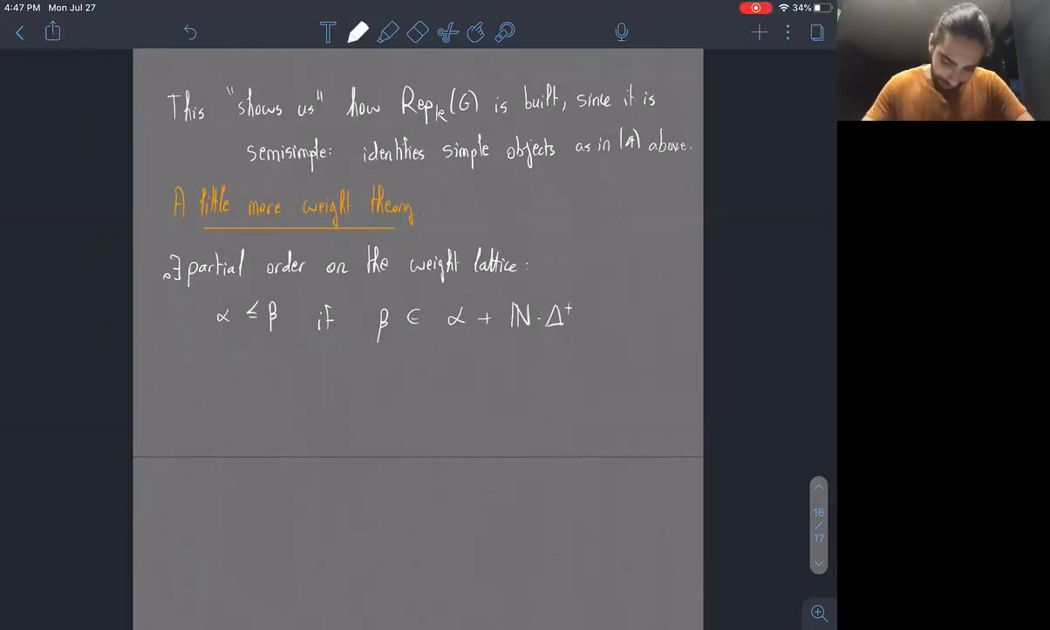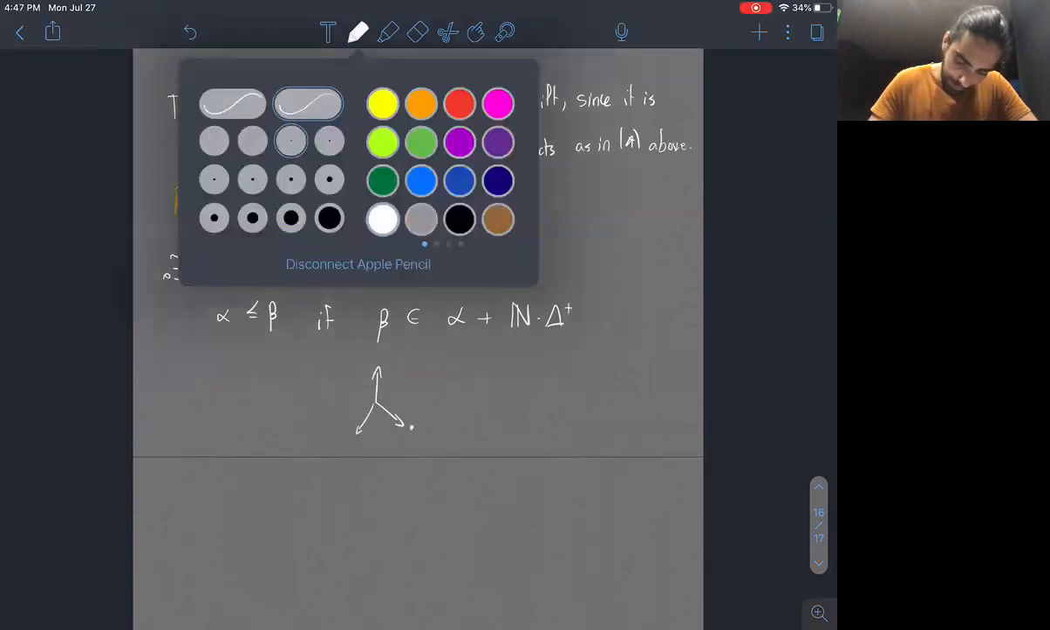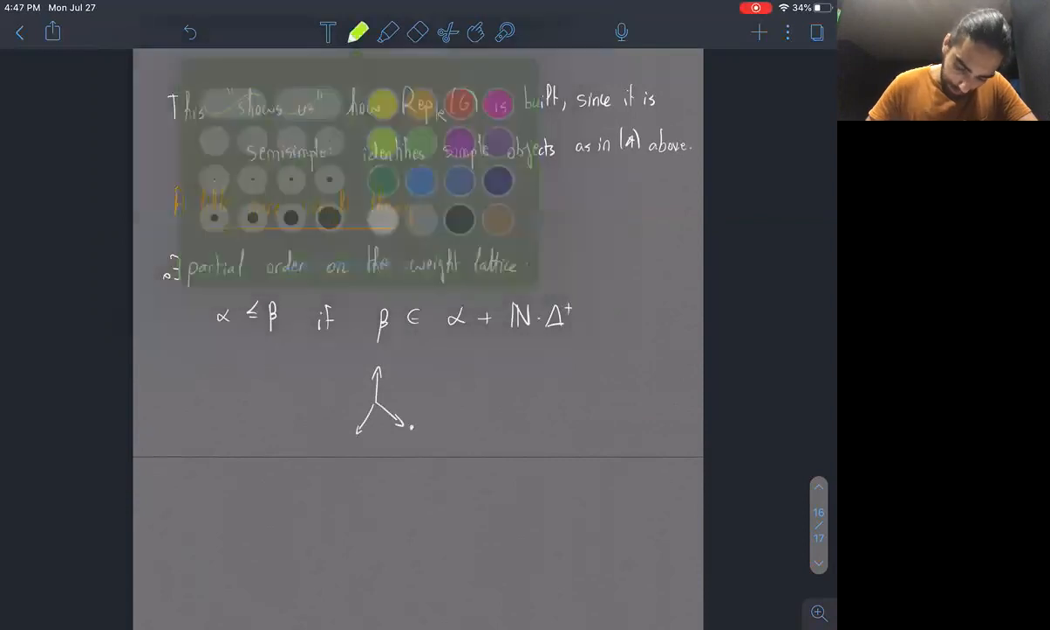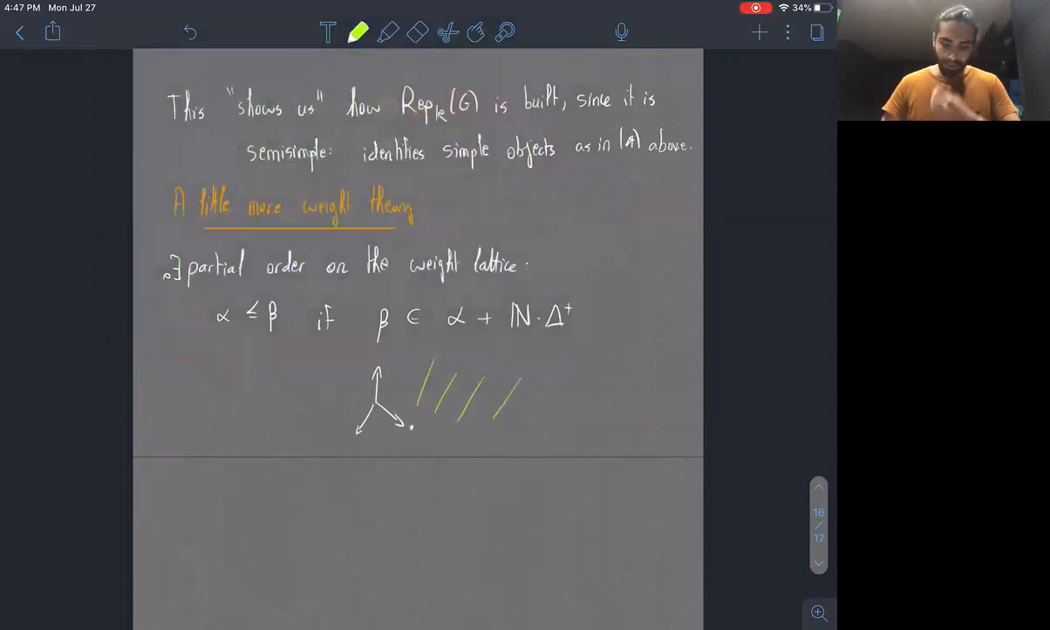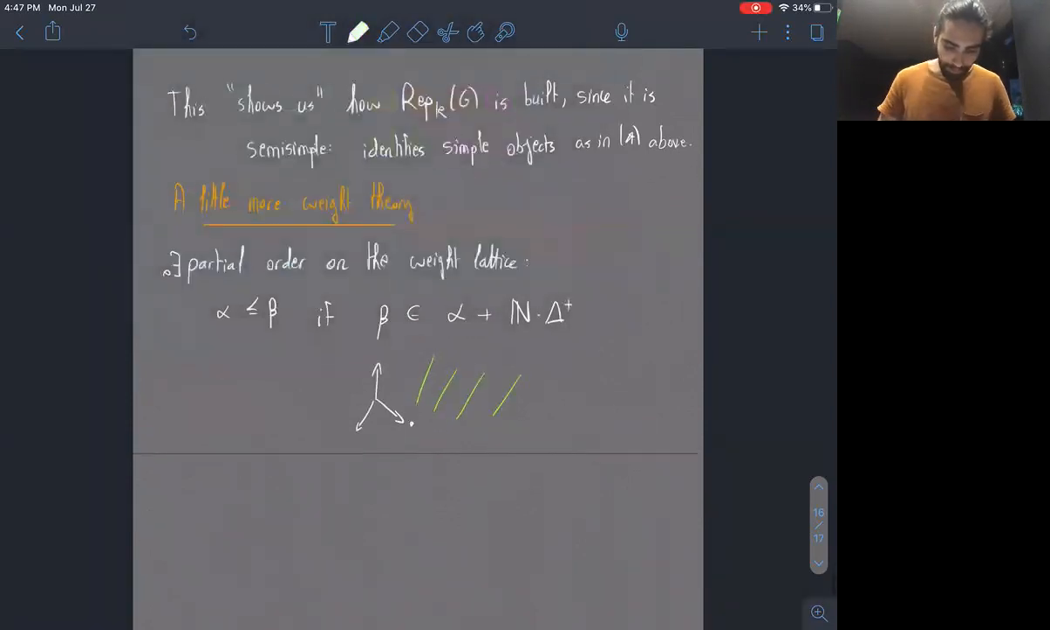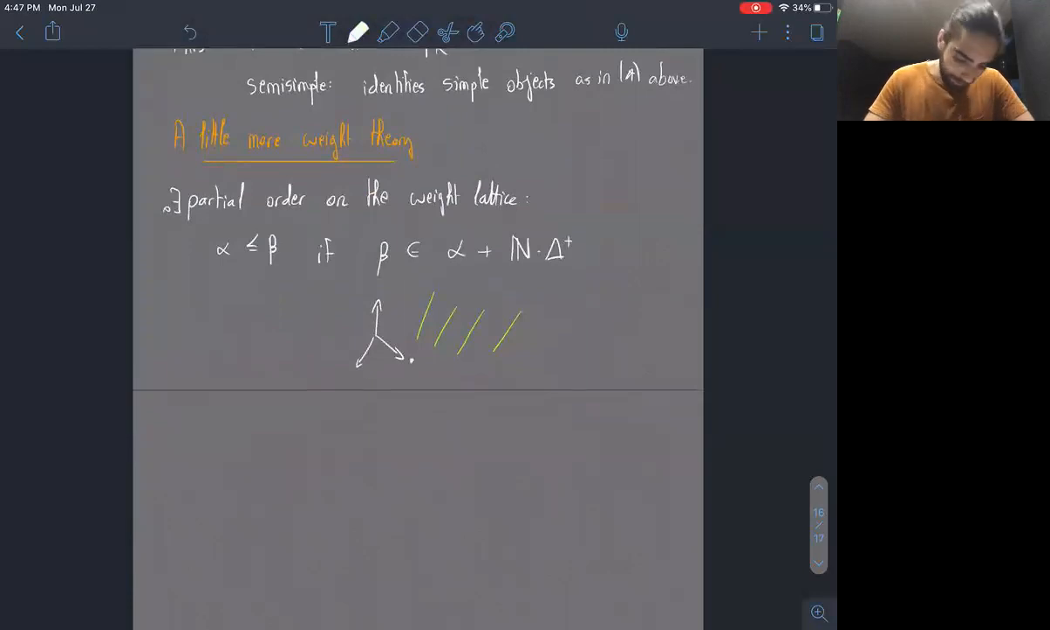If I look at the SL3 picture, this says that I can start here and then I can move using positive roots kind of up. And everything upstairs is greater than me. Yeah. And then if you just reverse everything, you also get a corresponding partial order on the co-weight lattice.